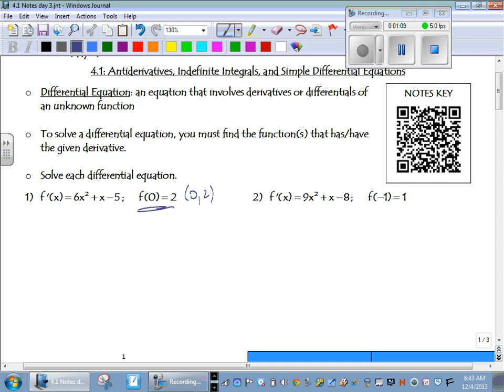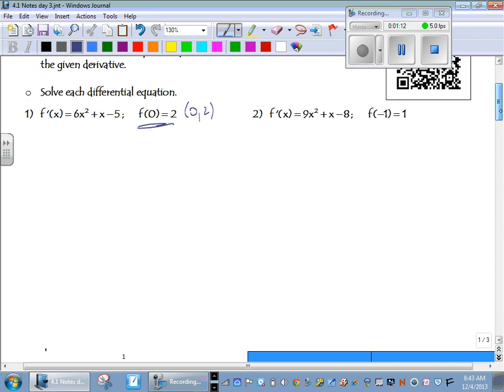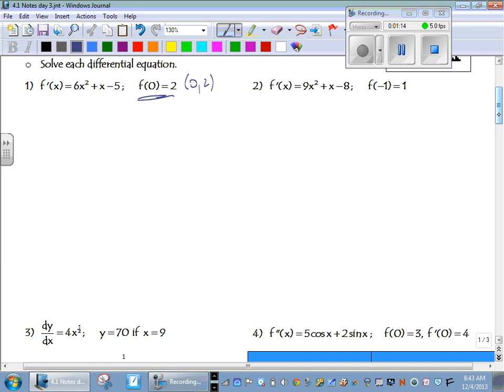So let's go ahead and take a look at number one. I'm going to start off by rewriting this. Instead of derivative f of x, I'm going to write it as dy dx. Kind of tie it back to something we talked about earlier in the chapter and what we're going to see a little bit later in the notes. So dy dx equals 6x squared plus x minus 5. What I'm going to do here is multiply both sides by dx.